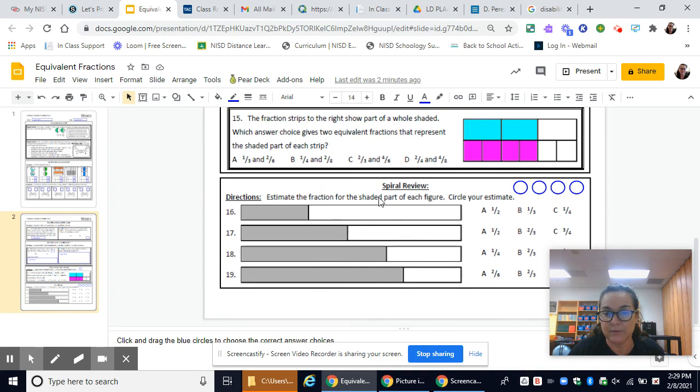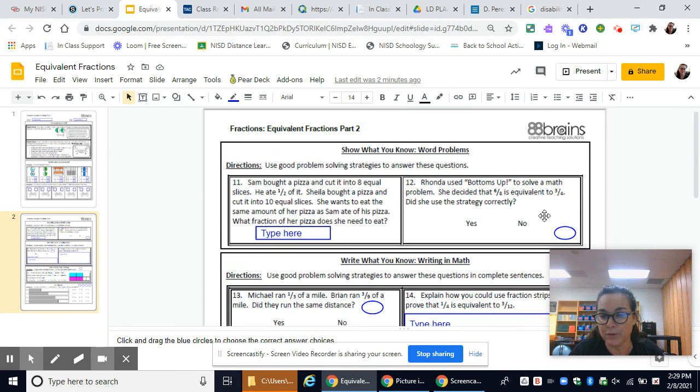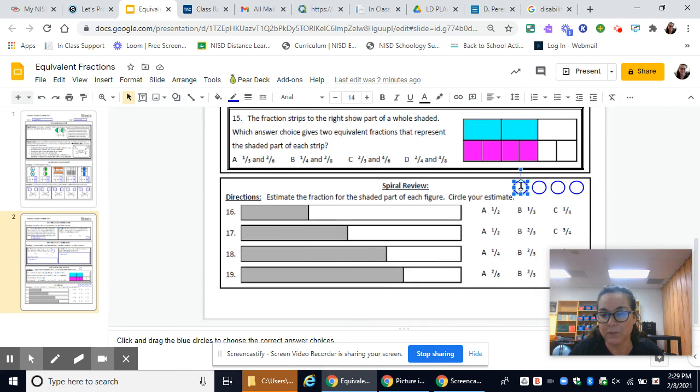All right, this is the spiral review. Estimate the fraction for the shaded part of each figure. So does this look like a half, or does this look like a third, or it looks like a fourth? That's what you're going to decide. And what you do for this one, you're going to take one of these things and drag it to wherever you think the right answer may be. Okay? And that's it. Submit when you're done, please.